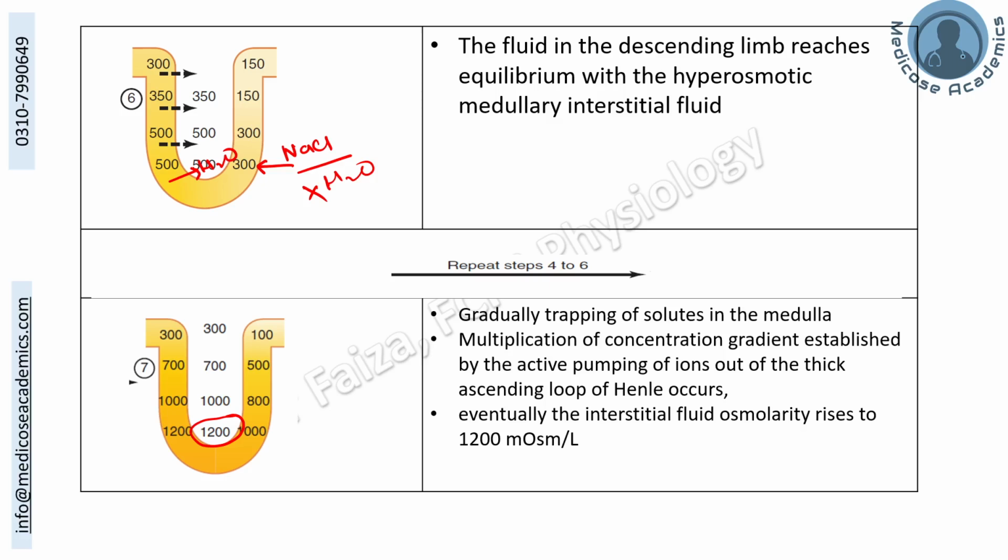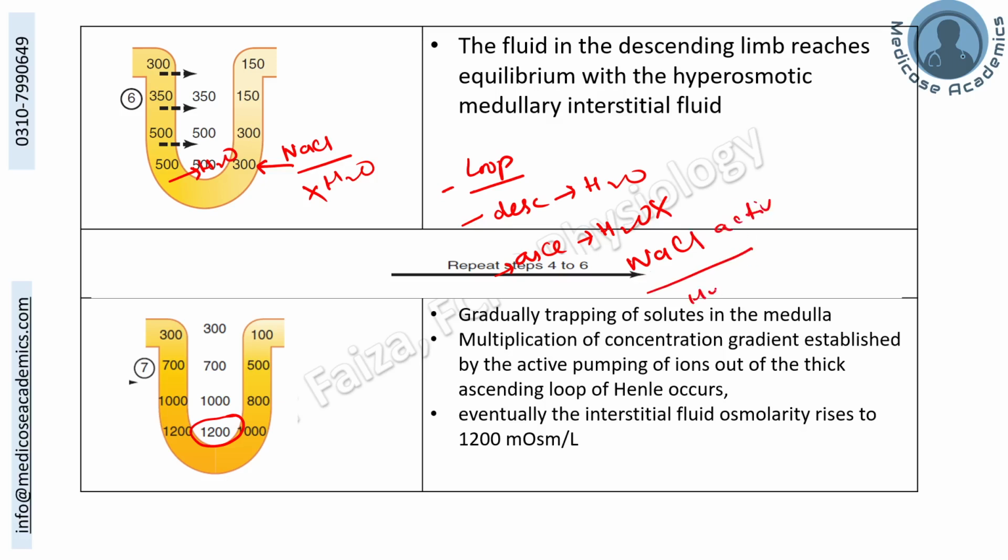To quickly sum up the countercurrent multiplier mechanism, this is occurring at the level of the loop of Henle because of the tubular characteristics. The descending limb is more permeable to water. The ascending limb is impermeable to water but has a huge capacity to actively transport sodium chloride, because of which a hyperosmotic medullary gradient can be maintained and in fact achieved.